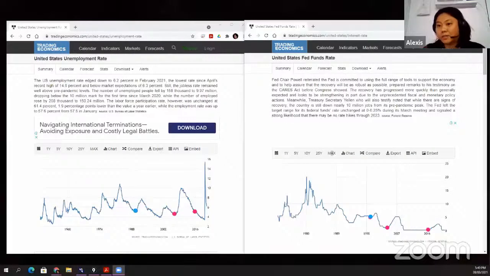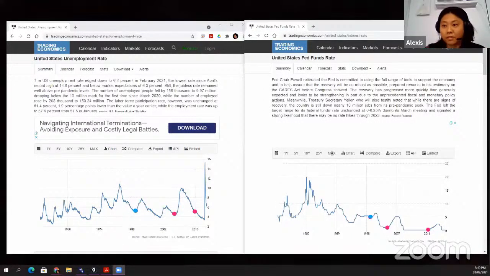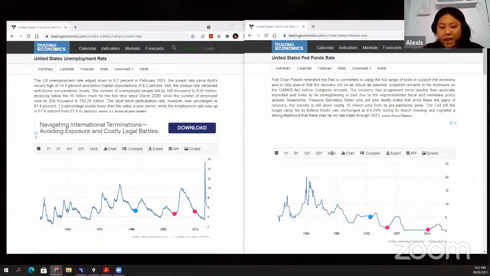My attention now is on the unemployment rates that will be coming out this coming Friday, the non-farm payrolls, because there is a lot of speculation about when interest rates will actually go up, and I think it will ride on this non-farm payroll that's going to come out.